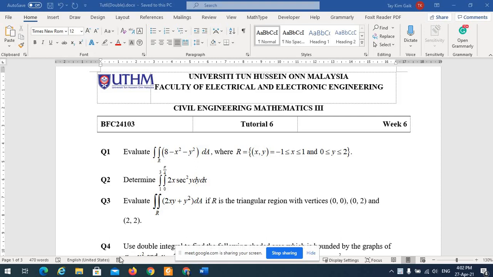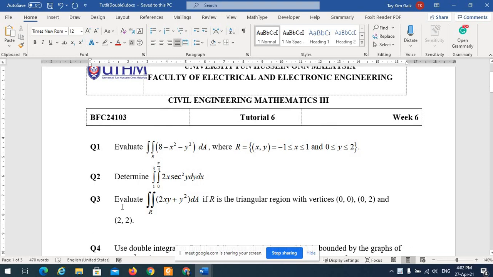Okay, so today we are continuing the tutorial for double integral, including for finding the area, volume, surface area using Cartesian coordinate and polar coordinate. Let's stop at question 2. So now we continue the question 3.